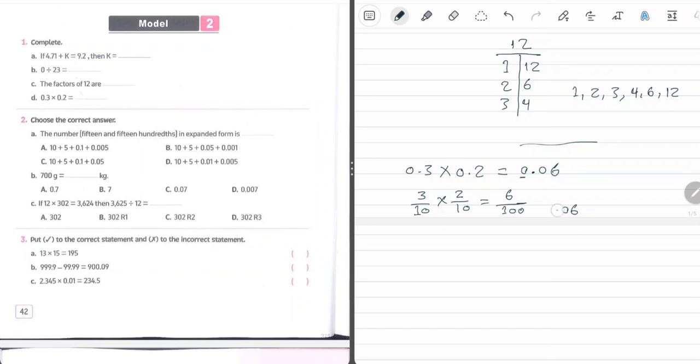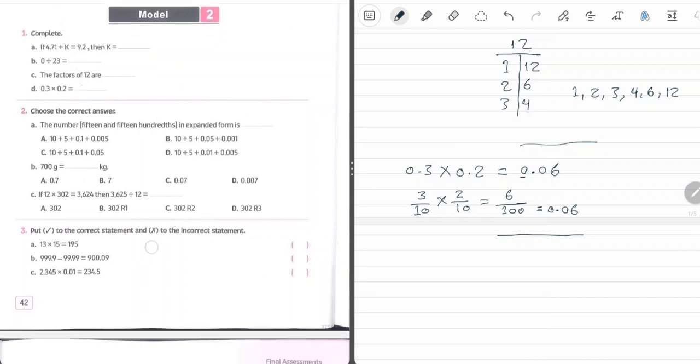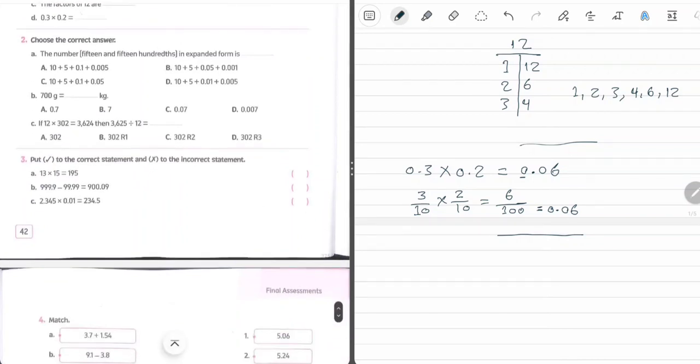And 1 will be converted to a decimal point, and 0 means there is no whole number, and your product is 600. It's okay. Let's move to the number 15 and 1500. It's in word form. He asked you to find the expanded form.